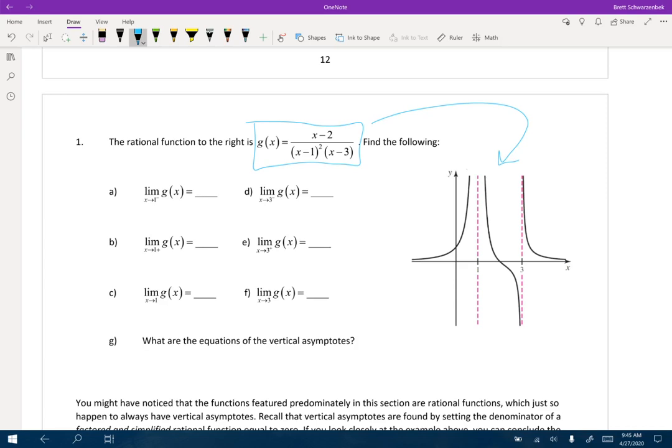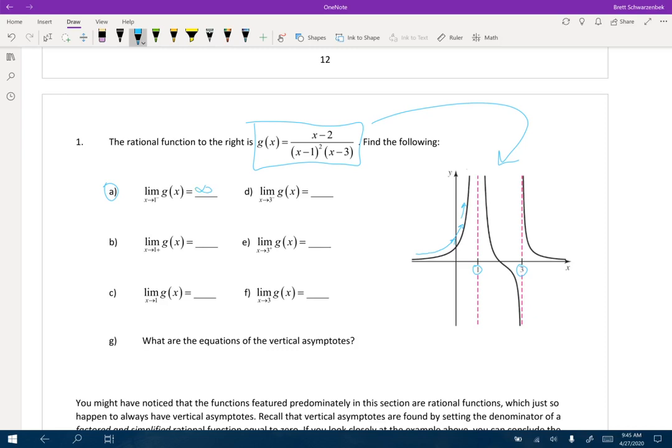So for letter A, I need to take the limit as x approaches 1 from the left of this function. Okay, so the values 1 and 3 are here and here. So I need to approach 1 from the left side. That appears to be right here. I'm trying to approach 1, but where is it pushing me to? The height is being pushed to positive infinity. Okay, so if we're being pushed to positive infinity, this is clearly an infinite limit.